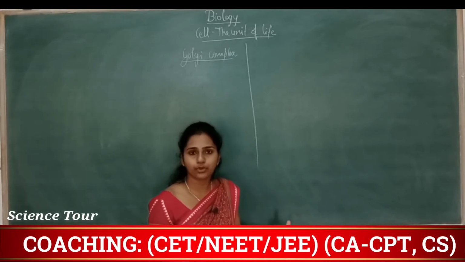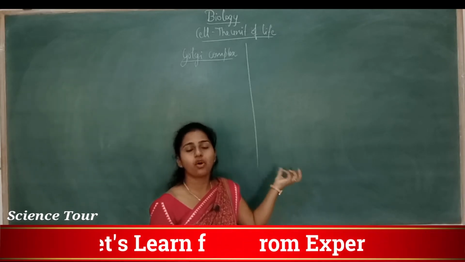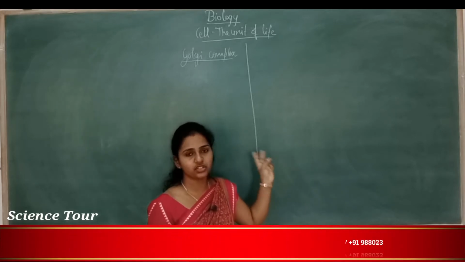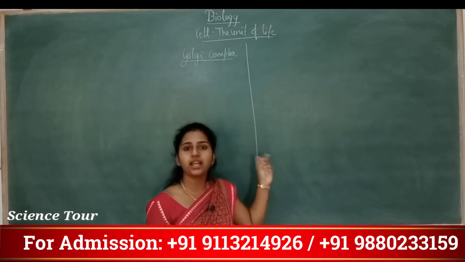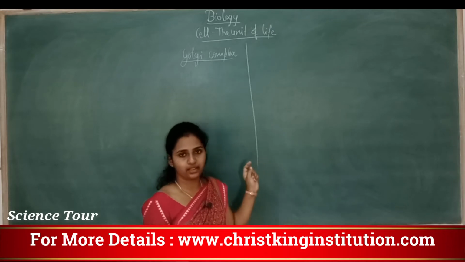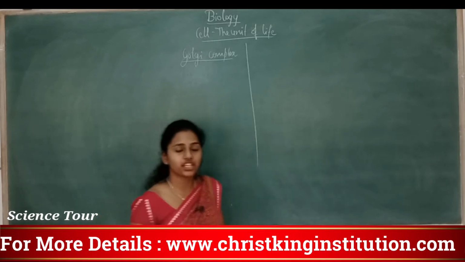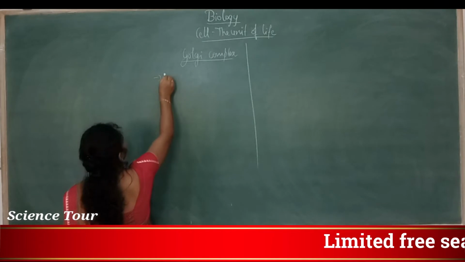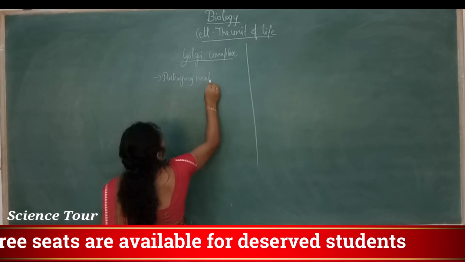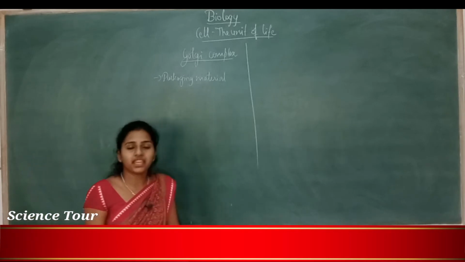The cis phase is also called the forming phase, and the trans phase is the maturing phase. Here these two phases are entirely different. Their functions as well as their structure are entirely different, but they are interconnected to one another. Usually the main function of the Golgi complex is that it acts as a packaging material. So the main function of the Golgi complex is packaging of material.